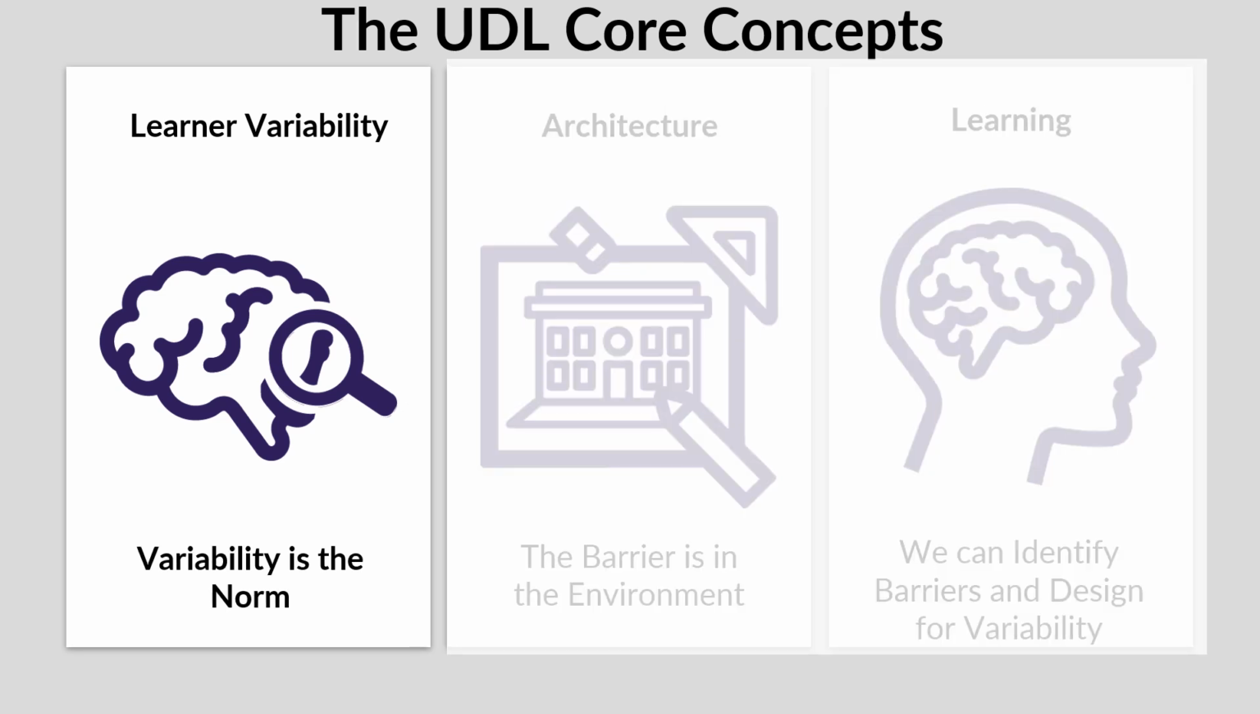The first UDL core concept we will explore is grounded in neuroscience, that learner variability is the norm. What does this mean? It means that learners are so different from each other that we should build our lessons around the expectation that every single learner has his or her own unique way of learning.